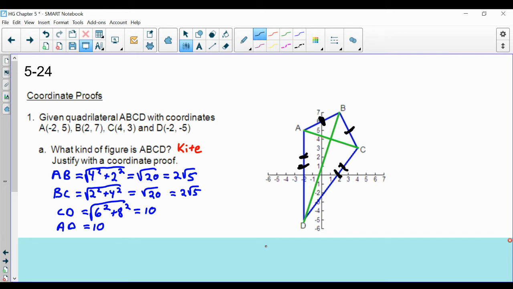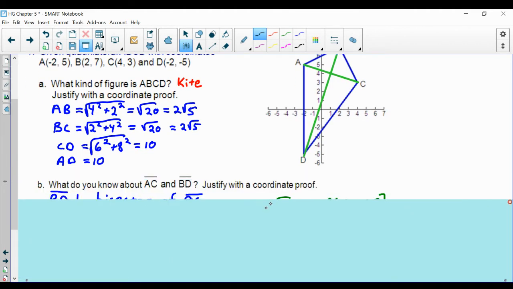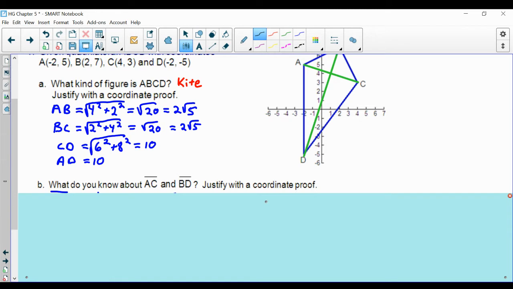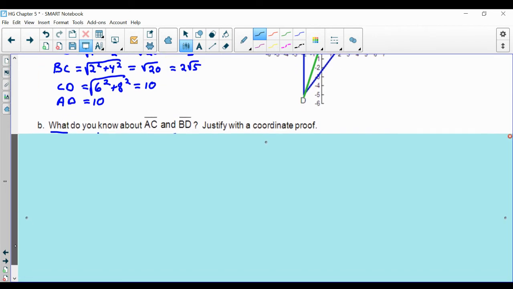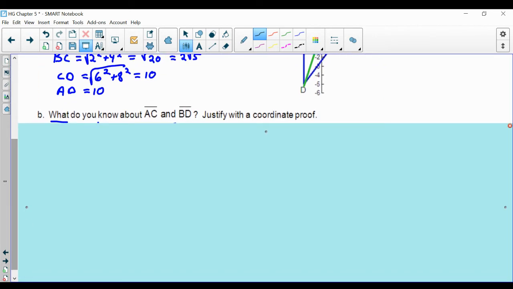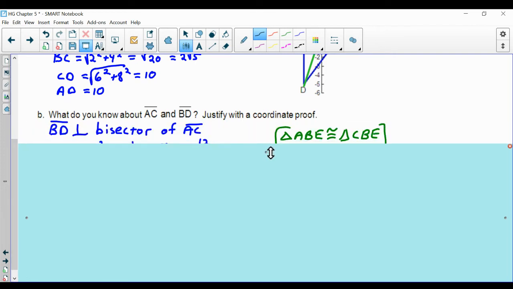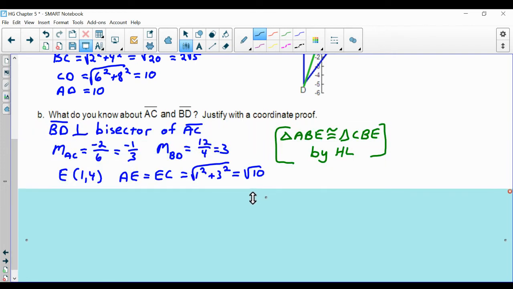Okay. We've done it before. We'll keep doing them. It's no different. Most likely they're going to do distance formula, or if you have a question like B, what do you know about AC and BD? Well, if we look at AC and BD, those are the diagonals. And if you remember from yesterday, we know they are perpendicular bisectors because it's a kite. But we have to justify with the coordinate proof to show that they are perpendicular bisectors. We need to show two things.